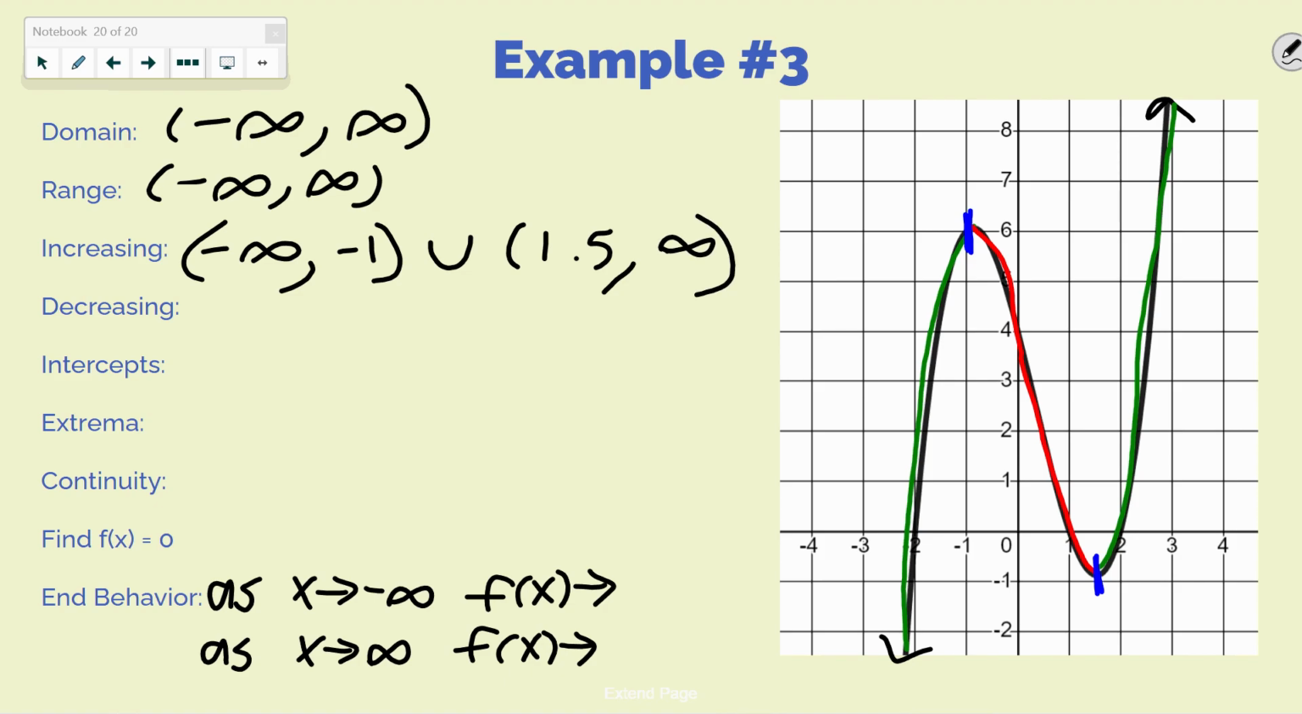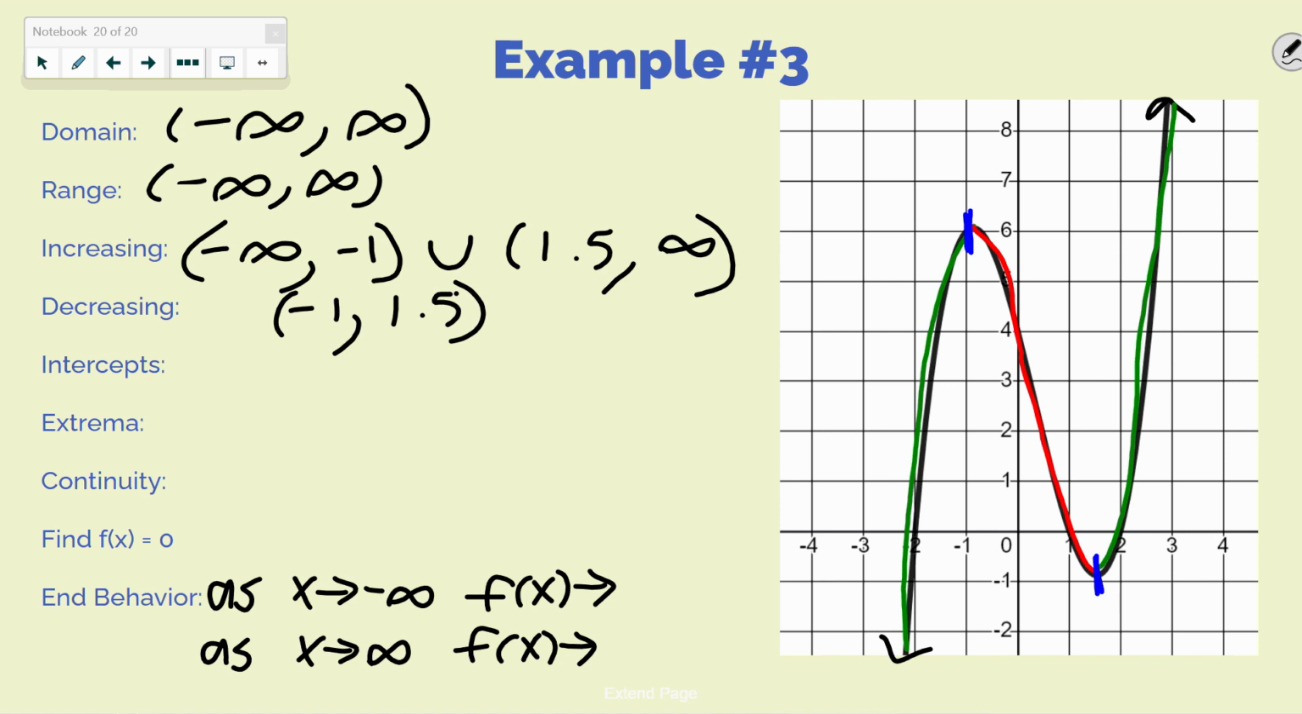All right, let's decrease next. Decreasing is gonna happen along the red, which means I'm gonna start where? -1. Yep, -1, and I'm decreasing until here, which is 1.5.